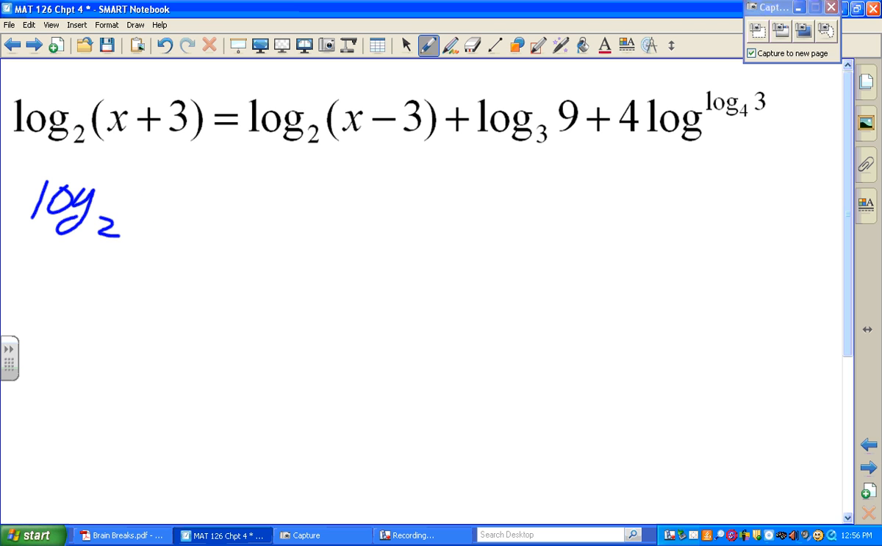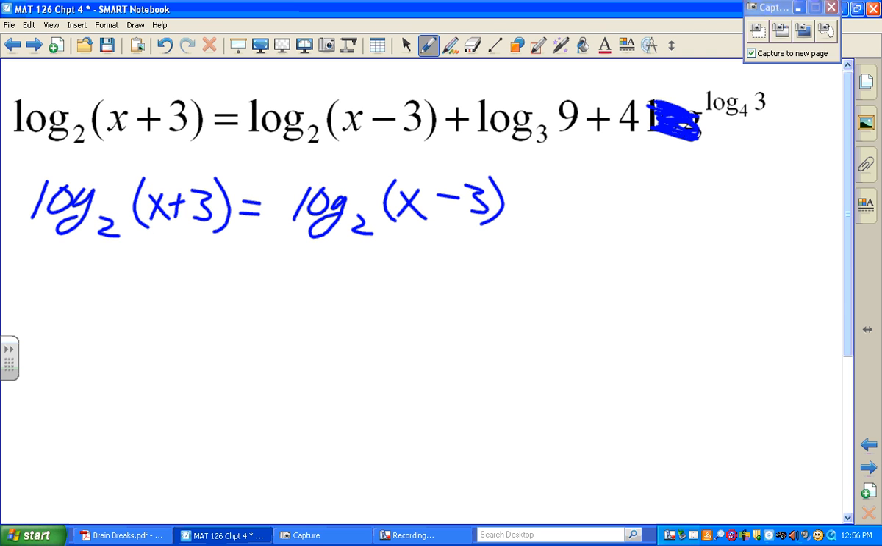Log base 2 of x plus 3. Four log base 4 of 3. It doesn't have that first log plus x. Oh, there we go. You guys, you could have done that. What about the 9? How can you rewrite that? 3 squared, okay. Plus 4 log base 4 of 3.